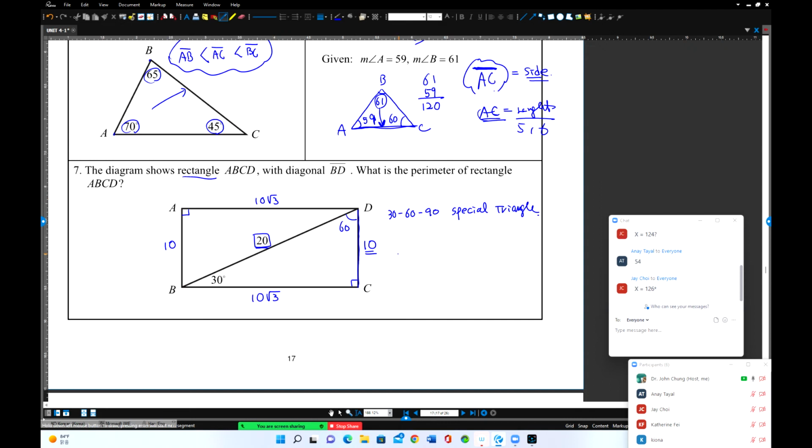What is the perimeter? 10 rad 3 plus 10 rad 3 is 20 rad 3. 10 plus 10 equals 20. Because this is irrational and this is rational, you can leave it this way.